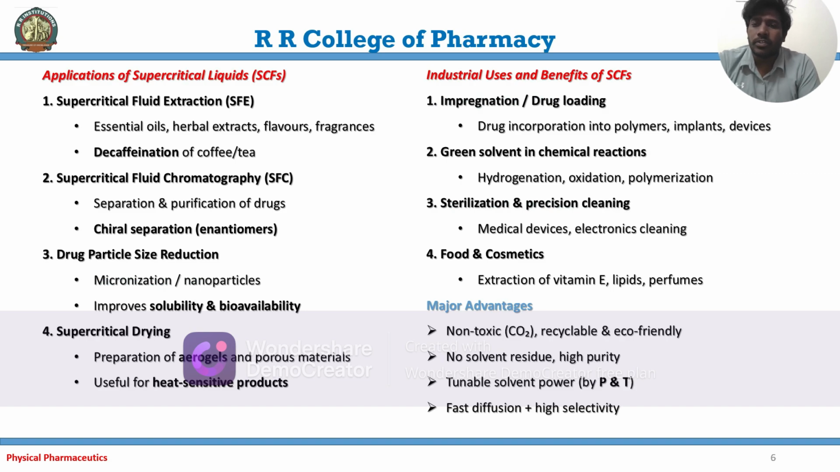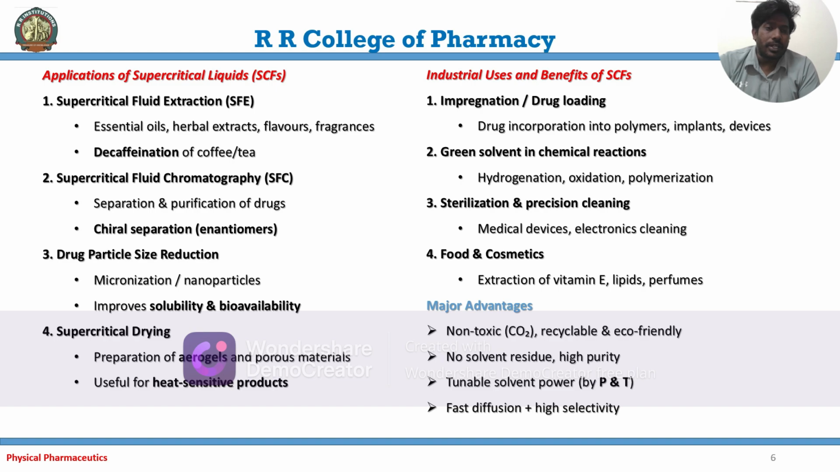Coming to the applications of the supercritical fluids, industrial uses and benefits. These supercritical fluids are used in the extraction of essential oils, herbal extracts, flavors, fragrances, and decaffeination of coffee and tea. The second one is that these supercritical fluids are also used in chromatography for separation and purification of drugs, because of the chiral separation of the molecules.